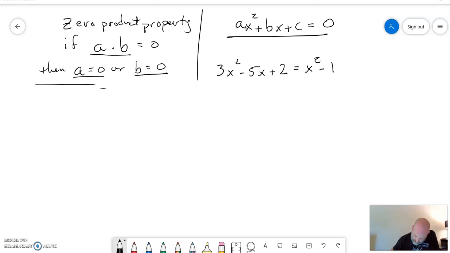So what we need to do is pick a side here and 0 it out by subtracting everything that's on this side to the other side. I'm going to choose to do this with the right-hand side. So if I subtract x squared from both sides, that's going to give me 2x squared minus 5x plus 2 is equal to -1. That's still a problem because the right-hand side is not a 0. So I'm going to add 1 to both sides. That'll 0 out the right-hand side, and I'll have a proper polynomial on the left-hand side.